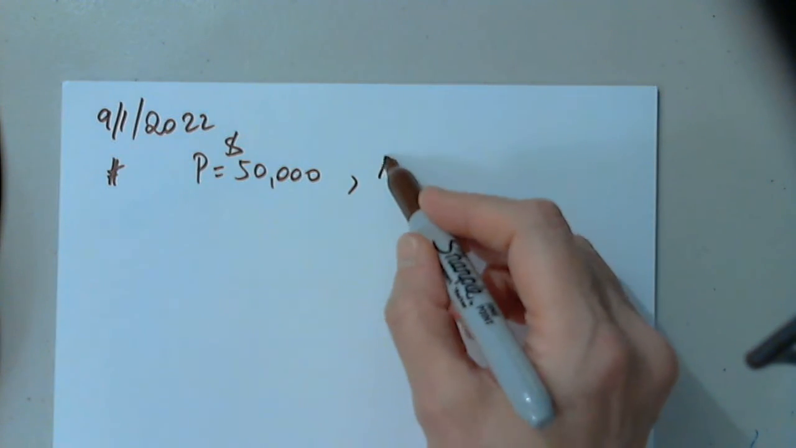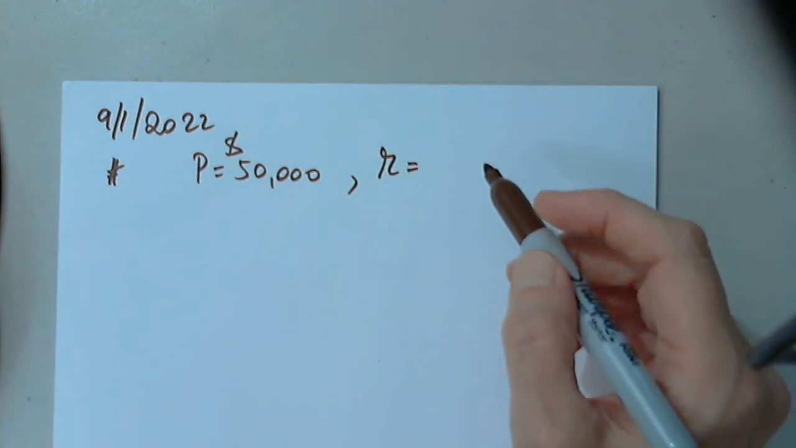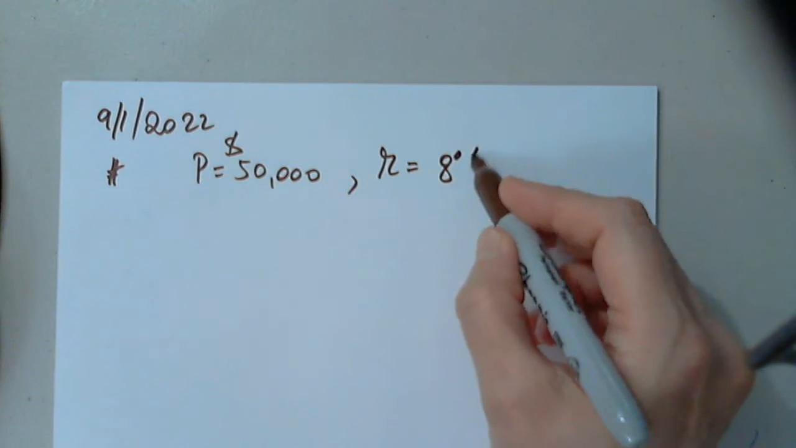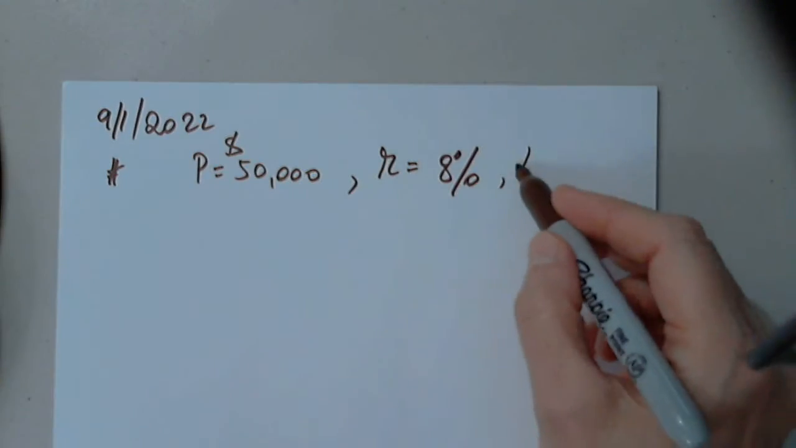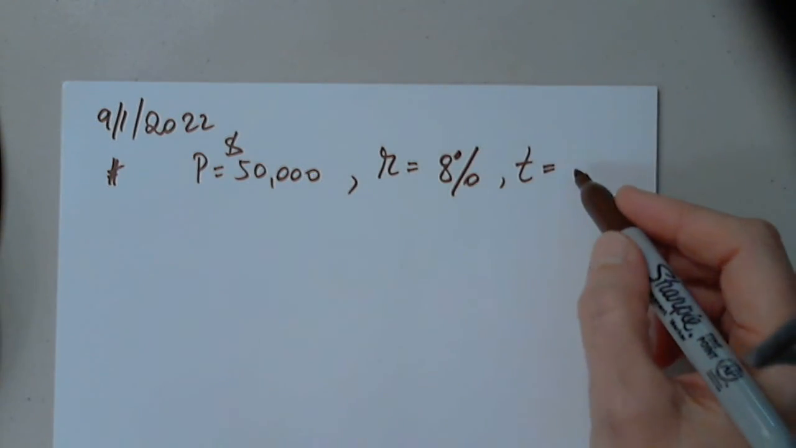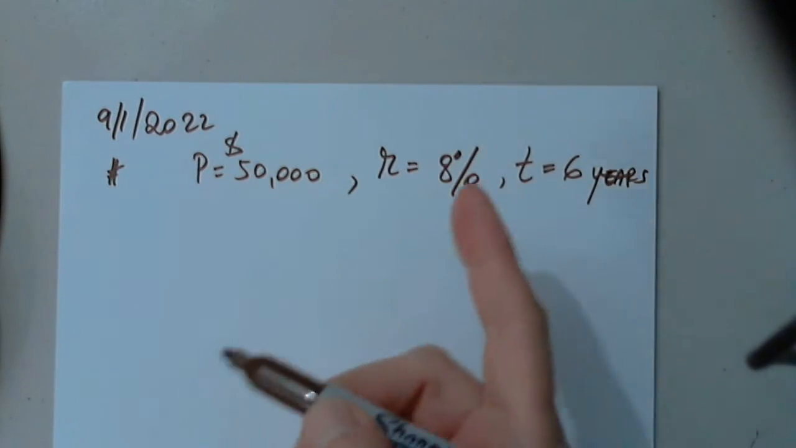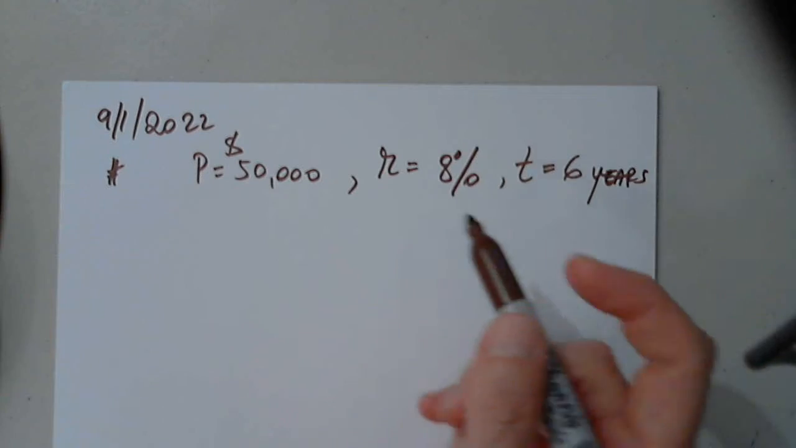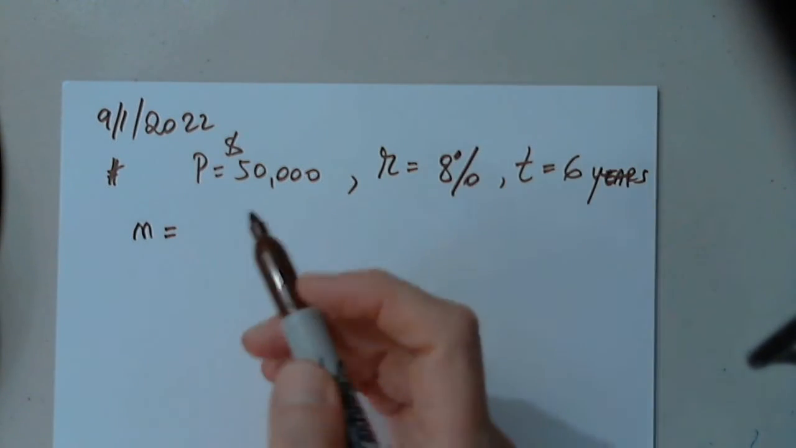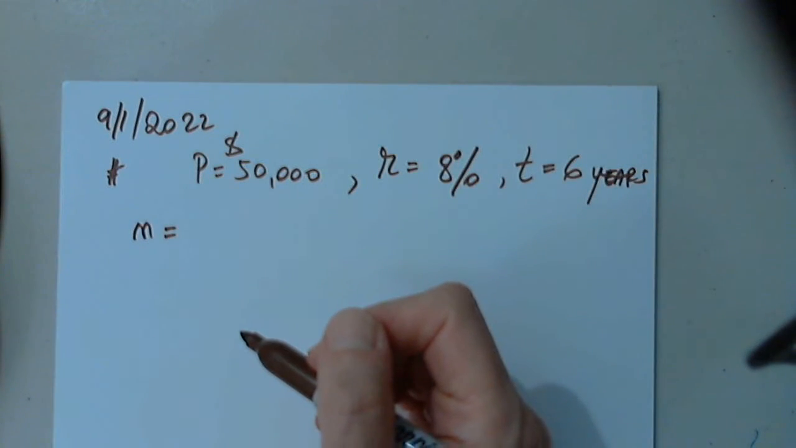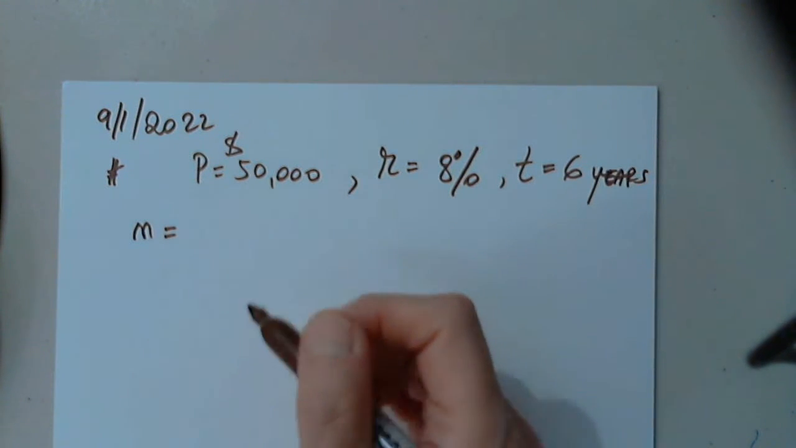$50,000, and you said the annual interest rate is 8%. And how many years? 6 years. And what else was I going to ask? What about the number of compounds? Once a year, twice a year, 10 times a year. Is it once a year?